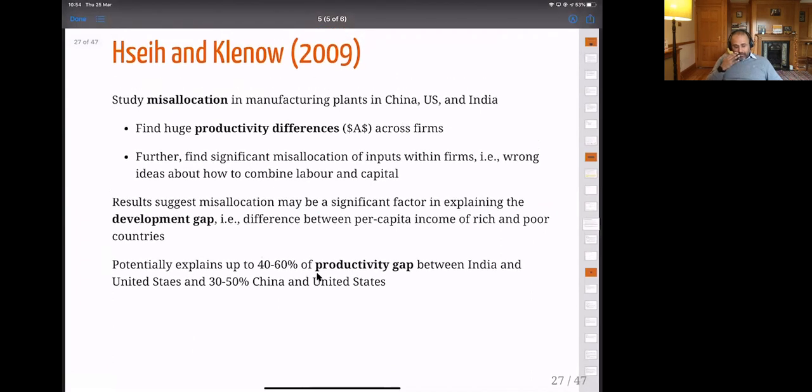So Hsieh and Klenow basically say that they study misallocation in manufacturing plants in India and China, and they find huge productivity differences across firms. So some firms are more productive within a country or within a state, and some are less. But they find that there's significant misallocation of inputs because something's not working, right? They are not able to pin down what's not working. They can only say something's not working. Whether markets are not working or infrastructure is not working, that's difficult. That's where the literature is.